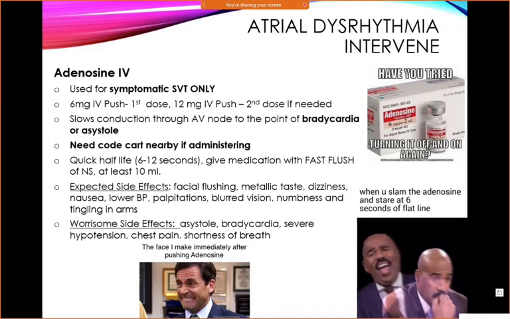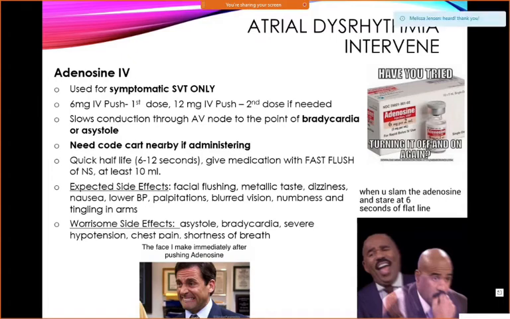So adenosine is the only one you push fast. The reason we push it fast is because it only has a half-life of 6 to 12 seconds. So you have to push it in super fast and throw a flush right behind it, because you want the heart to get that whole dose, slow down, and then have everything come back.